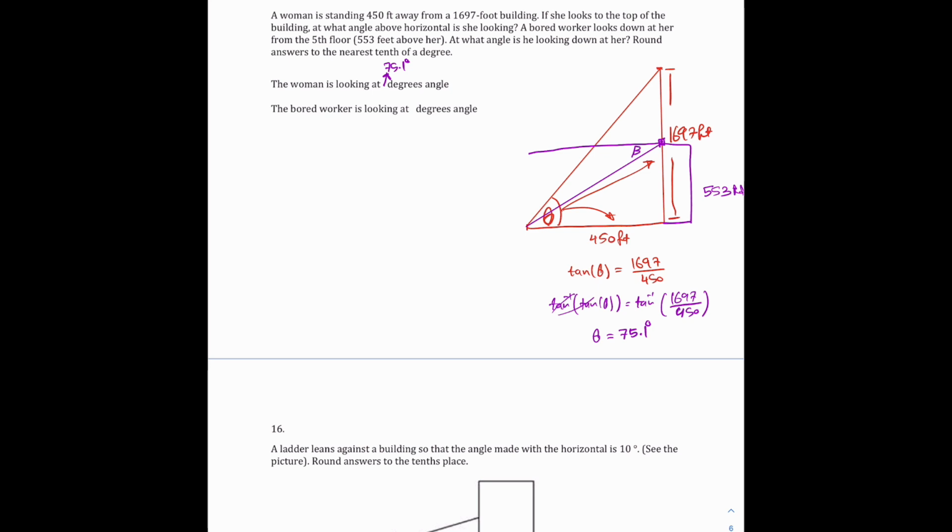Now we need the angle of depression, which is basically this angle right here. I'm going to call this beta. And if you look at this angle, it is the same as this angle right here. So this angle is beta as well. What we know about the triangle formed, this triangle right here, we know the adjacent and we know the opposite to the angle beta. So we're going to say tangent of angle beta is equal to the opposite, which is 553, over the adjacent, which is 450. Again, we're going to take the inverse tangent of both sides of the equation.